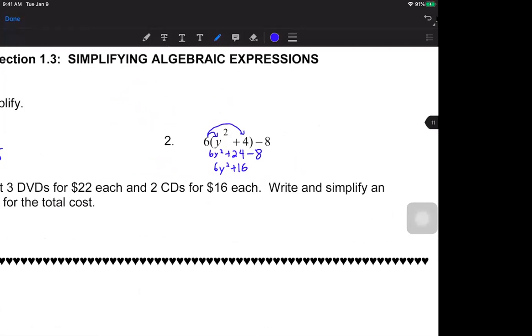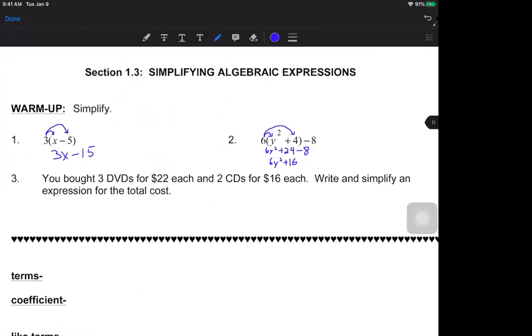And the next one for the warm-up is we just have a quick little word problem. It's an old word problem because I don't think we really have DVDs or CDs anymore. But it says that you bought 3 DVDs for $22 each and 2 CDs for $16 each. Write and simplify an expression for the total cost.